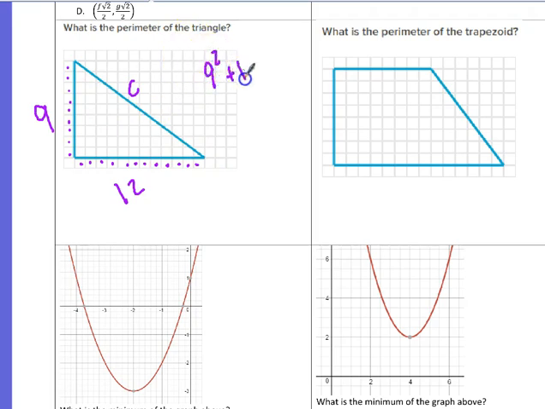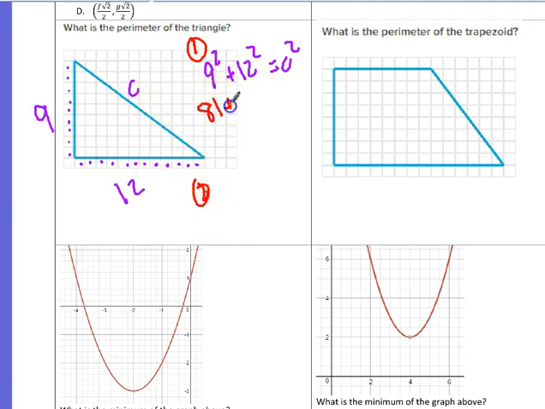9 squared plus 12 squared equals c squared. I should say there are 2 steps here. First step, I'm going to figure out the diagonal side. Second step, I want the perimeter, so I'm going to add all the sides together. So first step, find the diagonal. Second step, add all the sides.